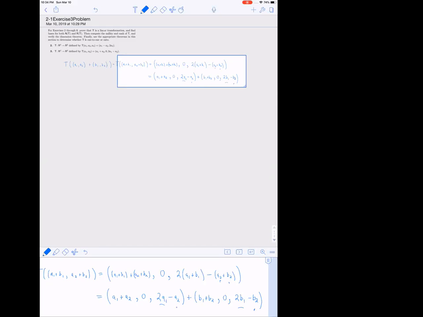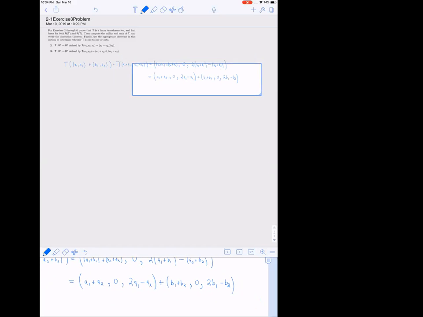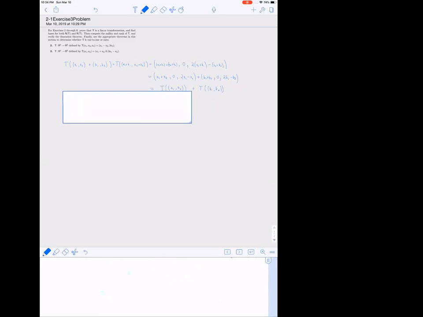If you check this out, the sum of these two vectors will in fact exactly be the vector above. And then it's fairly straightforward to recognize that this is T of (A1, A2), and that this is T of (B1, B2). So yes, in fact, T preserves addition.